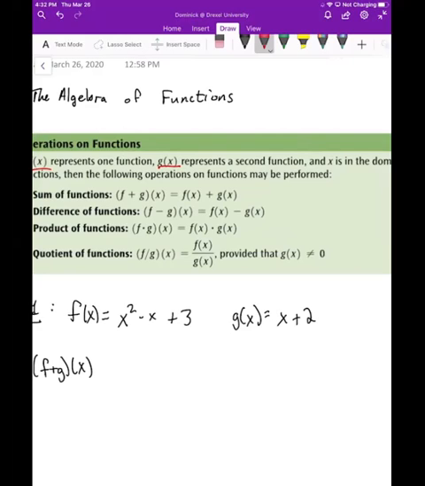So if you want to add two functions, well, you take the first function and you add it to the second one. So this first one is pretty straightforward. The second one, the only thing you really have to be careful with is when you find the difference of two functions, just make sure that you distribute the negative to the second function.